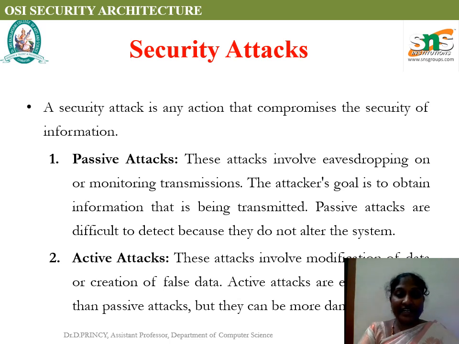The second type of attacks is active attacks. These attacks involve modification of data or creating false data. Active attacks are easier to detect than passive attacks because they alter the data, they change the data, but they can be more dangerous.